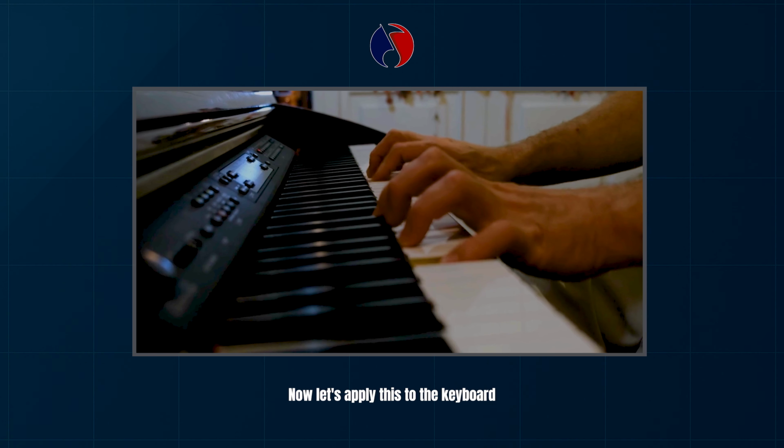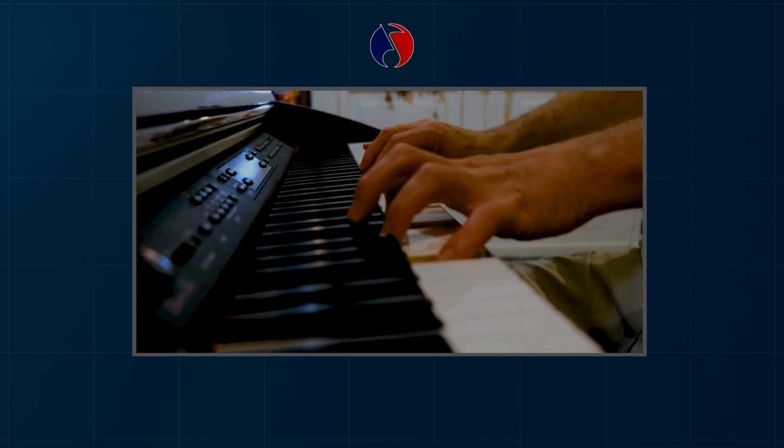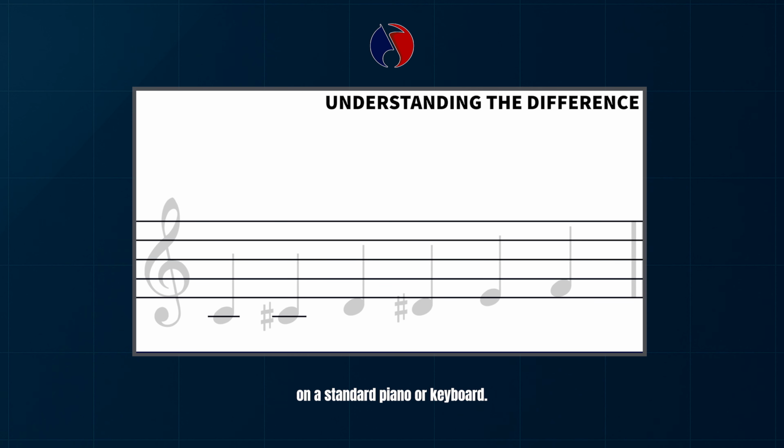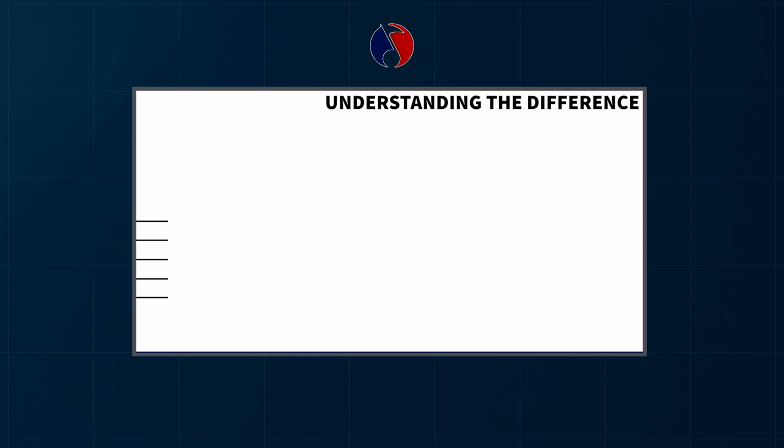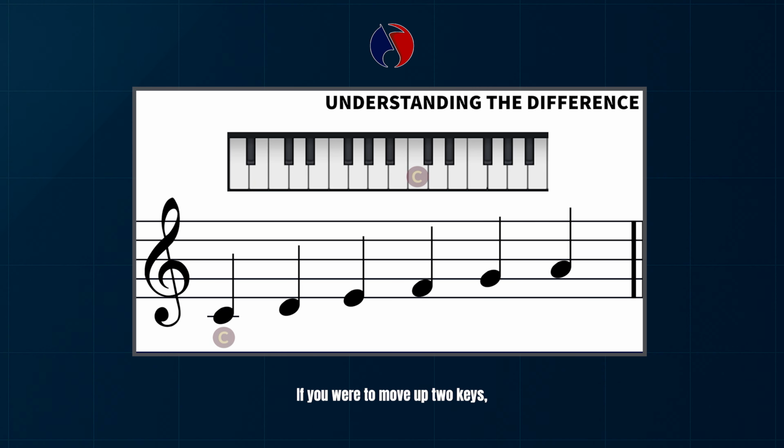Now let's apply this to the keyboard. On a standard piano or keyboard, each key represents a semitone. If you were to start at note C and move up one key, you would then be playing the note C sharp or D flat. They are enharmonically equivalent. If you were to move up two keys, you would be playing the note D. This is a tone since it consists of two semitones.